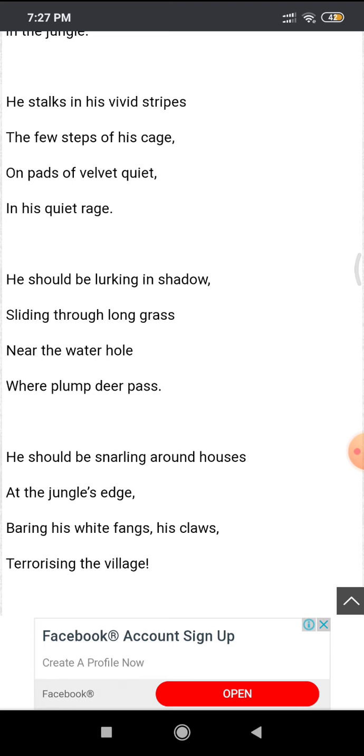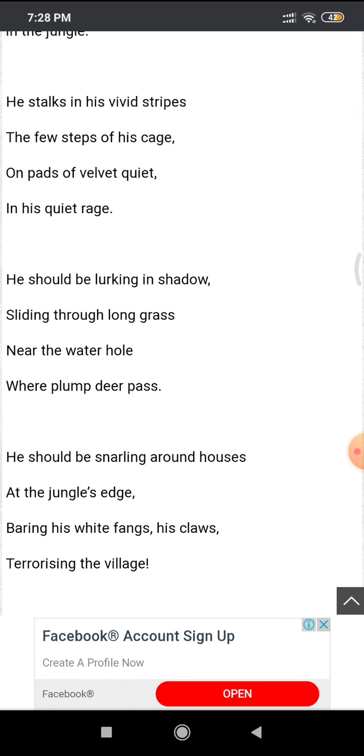So from the beginning itself you can make out that the tiger is captivated in a zoo, in a concrete cell. Okay, so it is a very small cage. The tiger can hardly take a few steps along the length of the cage. So he stalks. Stalks means to move quietly and slowly in a threatening way. So he is moving quietly in his vivid. Vivid means very clear, bright stripes.